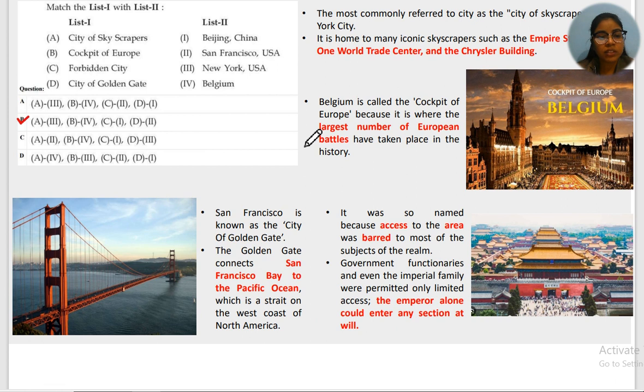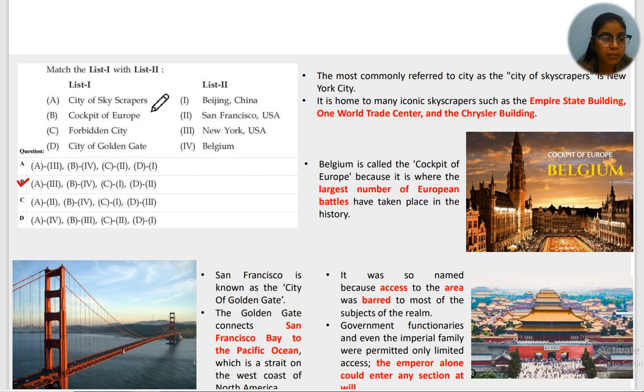Here also, this is a match the following type of question where list 1 and list 2 are given to you. In list 1 it is saying the city of skyscrapers, cockpit of Europe, Forbidden City, city of Golden Gate, and the names of the cities are given and you have to match the following. So now talking about the city of skyscrapers, New York, USA is known as the city of skyscrapers.